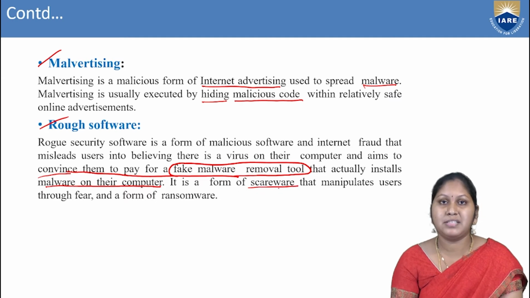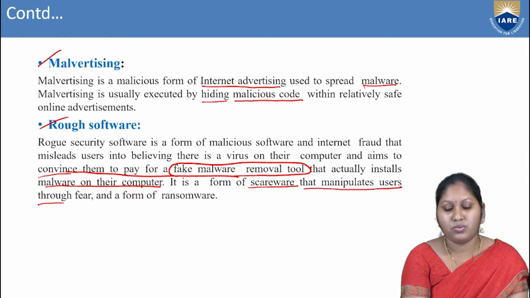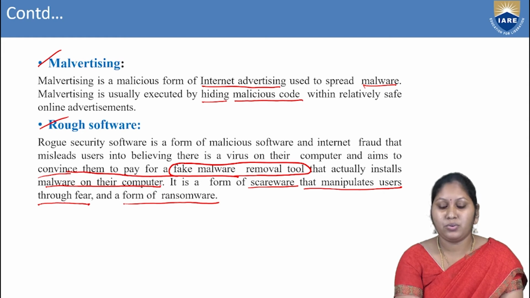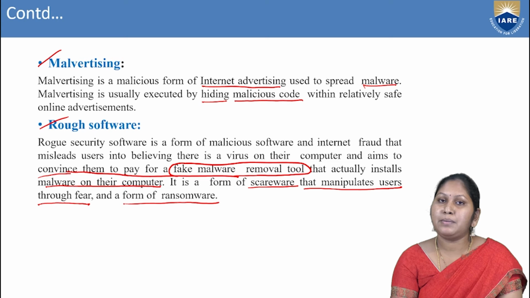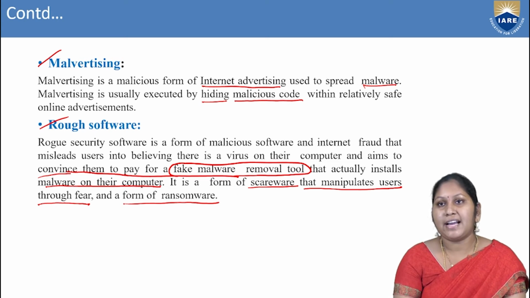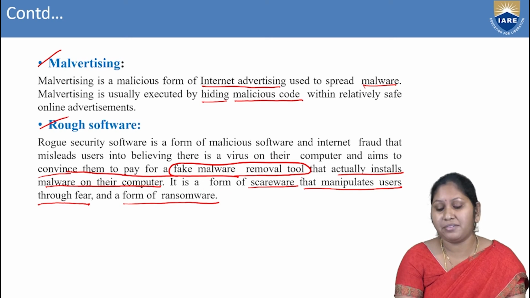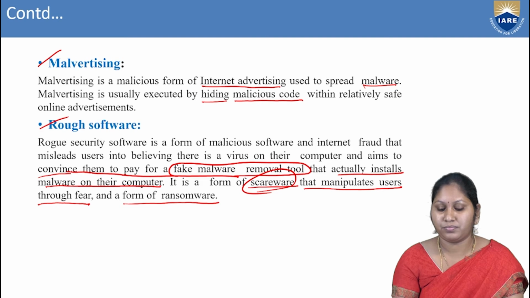Scareware is where the victim is scared about malware code in his system, and it manipulates users through fear and a form of ransom. So rogue software is a malicious form of software and internet fraud that misleads users into believing there is a virus on their computer and aims to convince them to pay for a fake removal tool that actually installs malware on their system. If he really pays the amount and downloads the fake malware removal tool, it actually installs malware on their system, and then the malware is downloaded. So it is a form of scareware that manipulates users through fear and ransom. Here the victim fears that the system will crash, so he will pay for the fake malware removal tool.